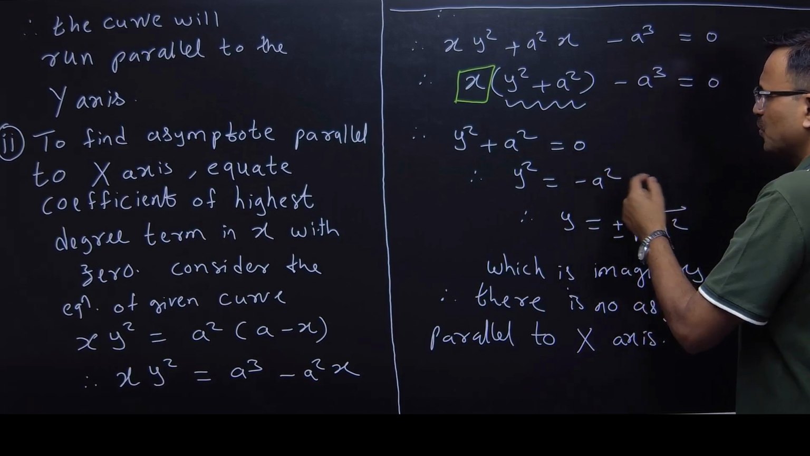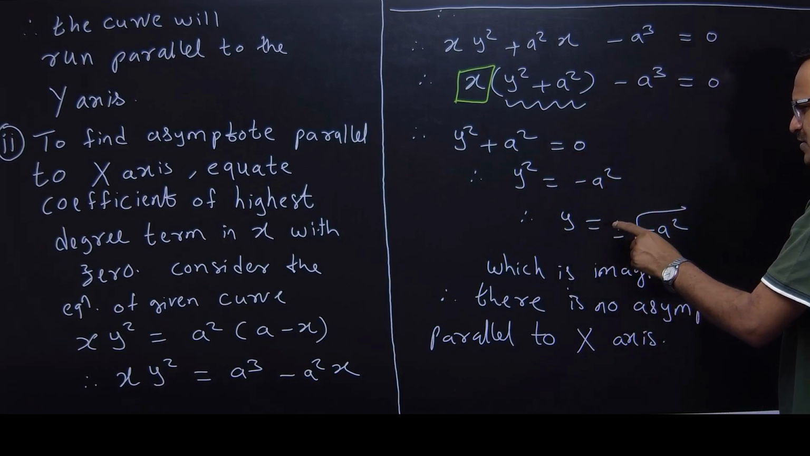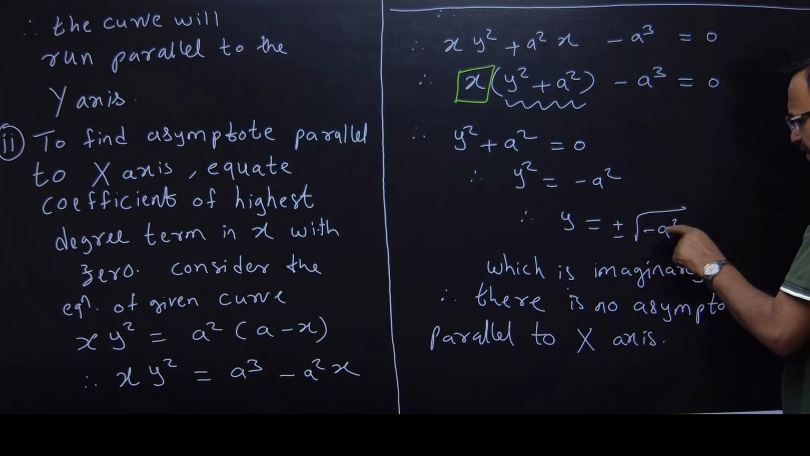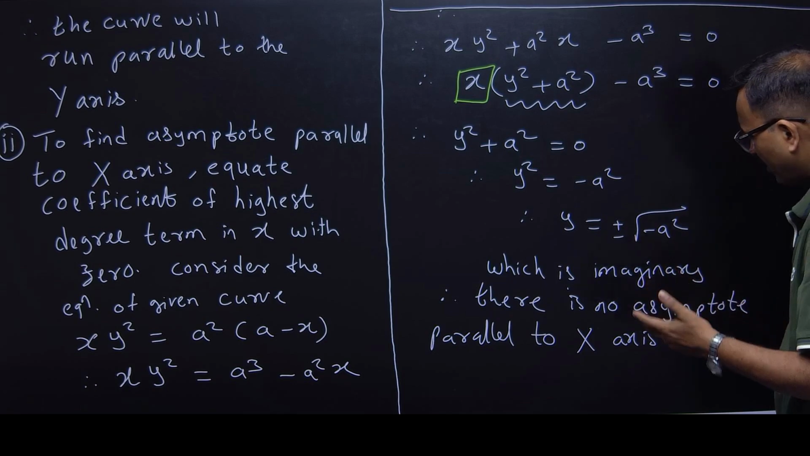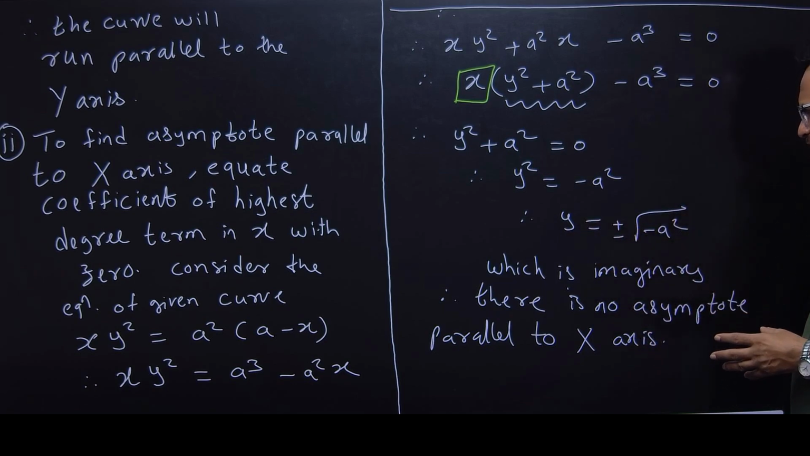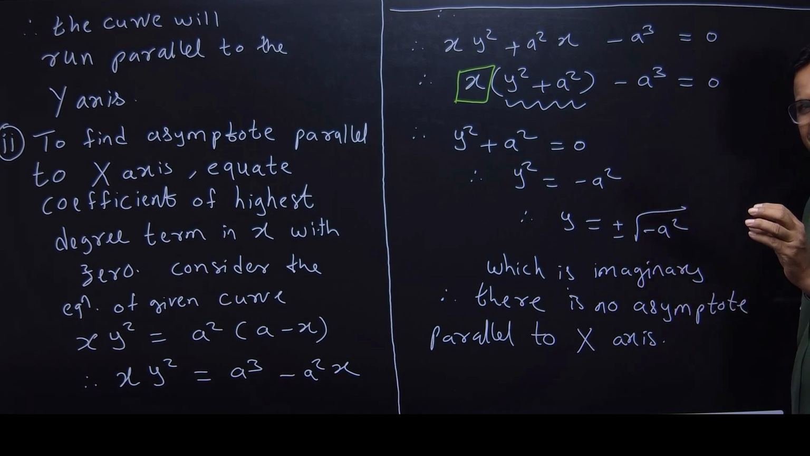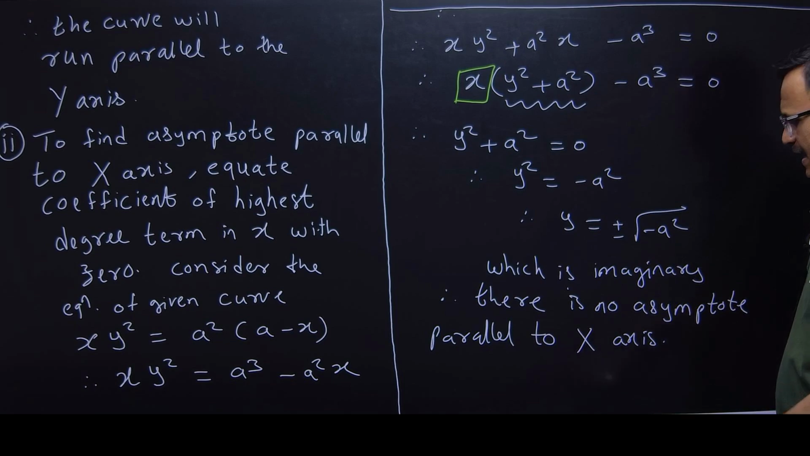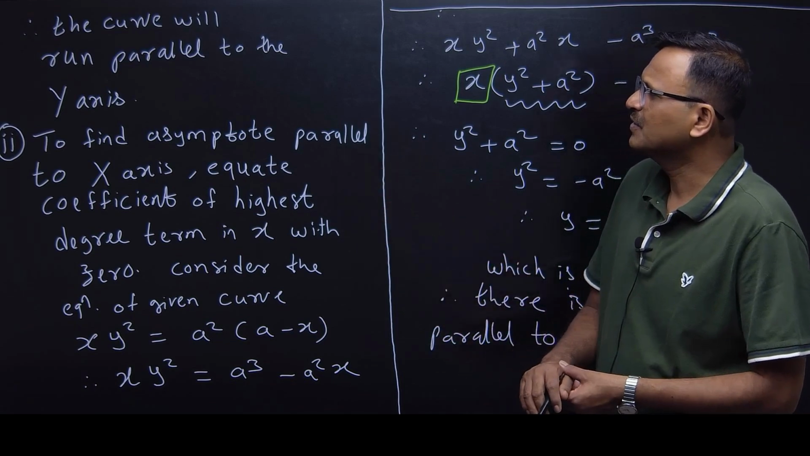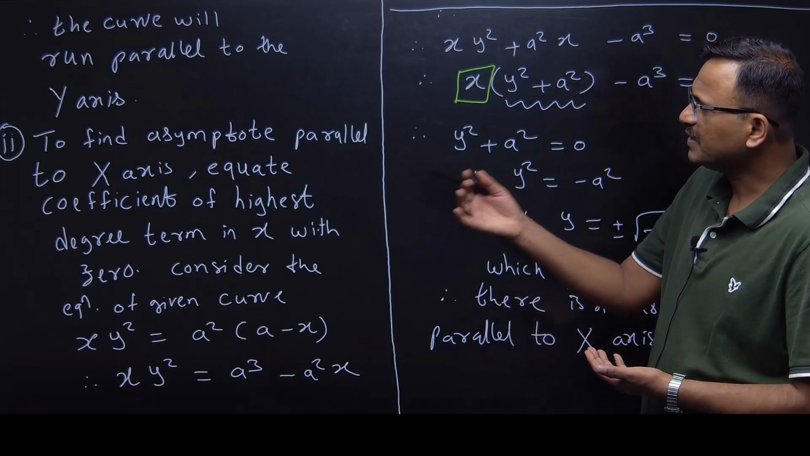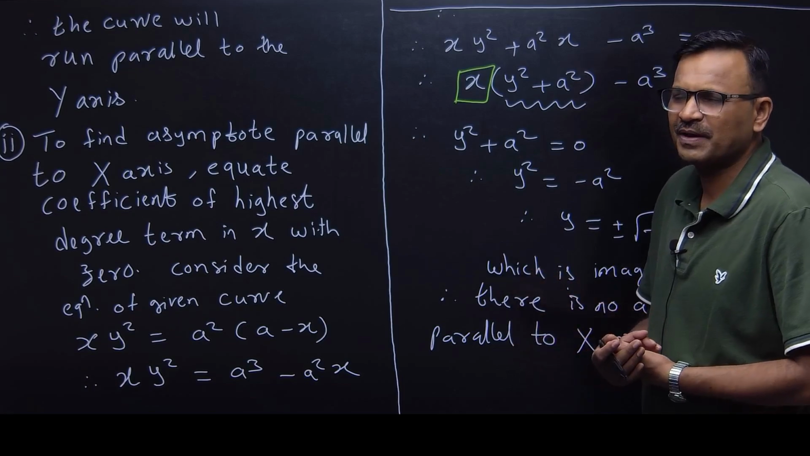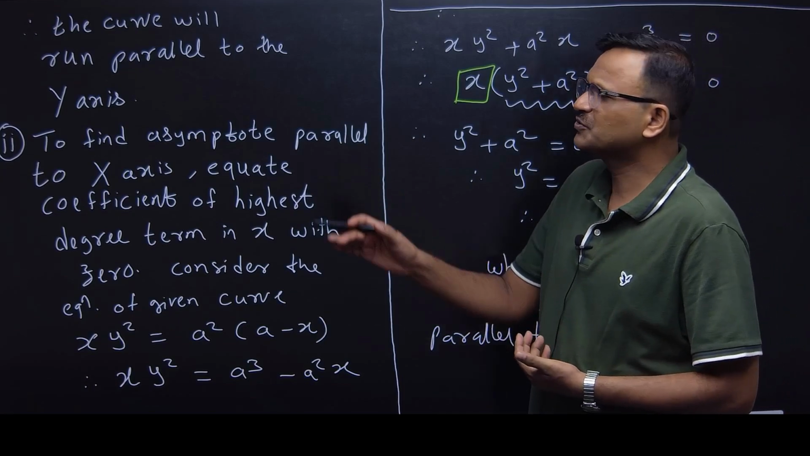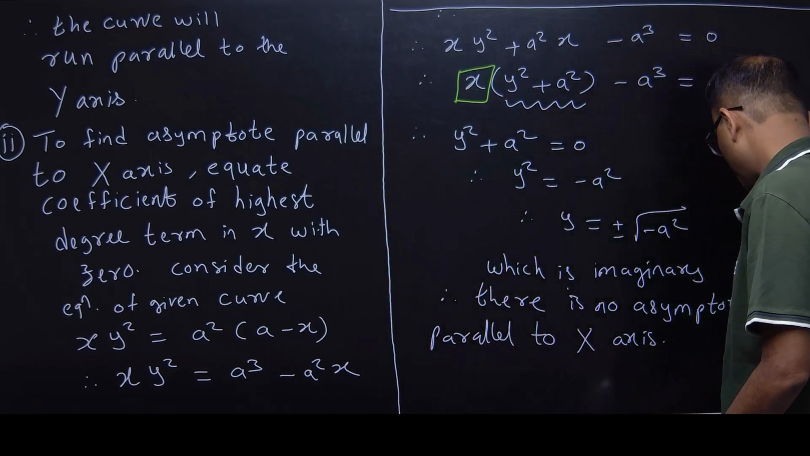y square plus a square is equal to 0 हो गया. Y square is minus a square हो गया. Y is equal to plus or minus root of minus a square हो गया. We are getting a minus sign inside the root. Minus sign inside the root means y is becoming imaginary. So that means y is imaginary means there is no asymptote parallel to x-axis. Correct? So whenever you get minus sign inside root, it becomes imaginary, and therefore there is no asymptote parallel to x-axis. So we have asymptote parallel only to y-axis, which was x is 0, or y-axis itself is asymptote parallel to the y-axis. That means the curve is going to run parallel to y-axis. We will see how.